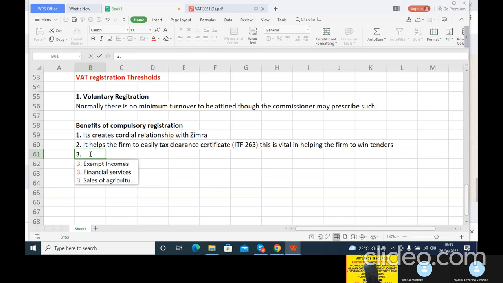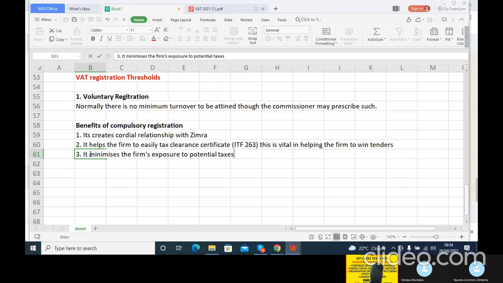Another benefit is it minimizes the firm's exposure to taxes. If you register for VAT, you minimize potential penalties. Actually, I wanted to say voluntary, not compulsory. Compulsory is when you are being forced, but what I'm referring to here is voluntary. If you register voluntarily, you mitigate your risk.